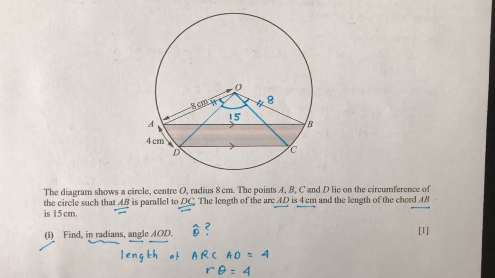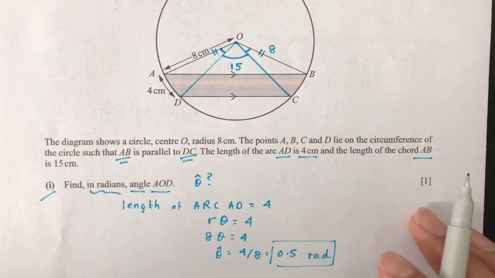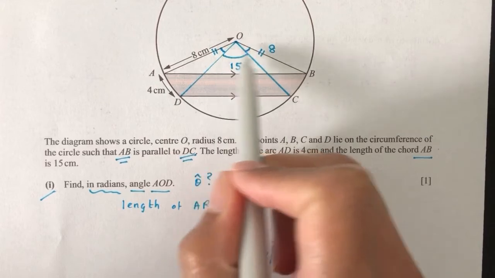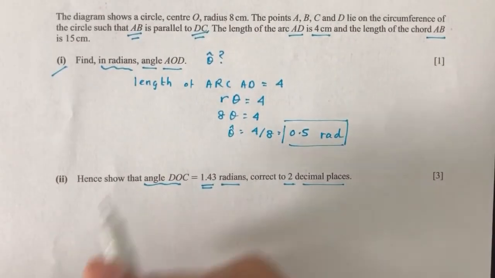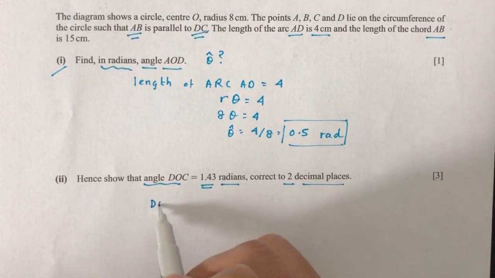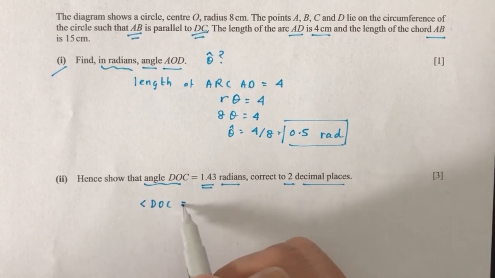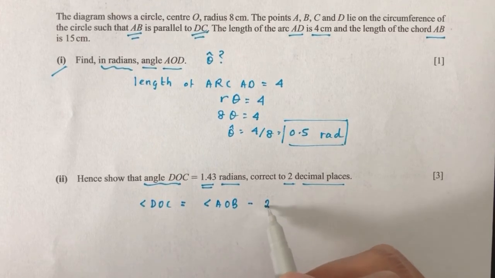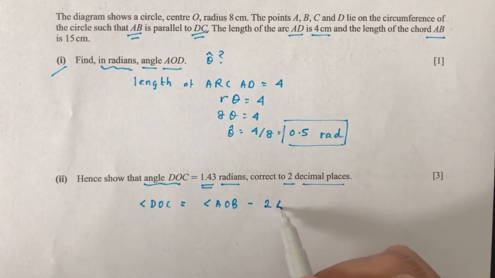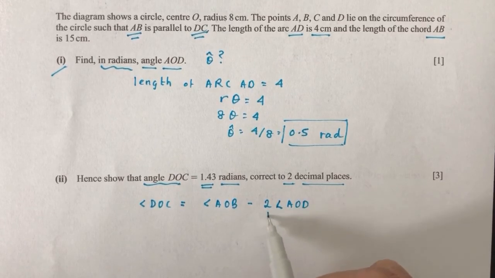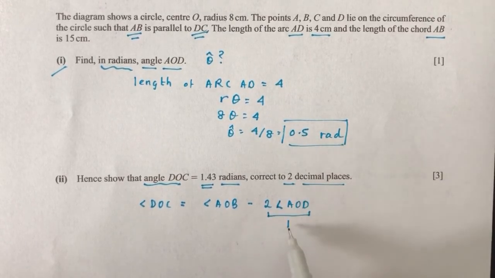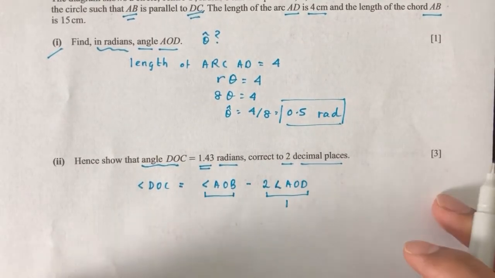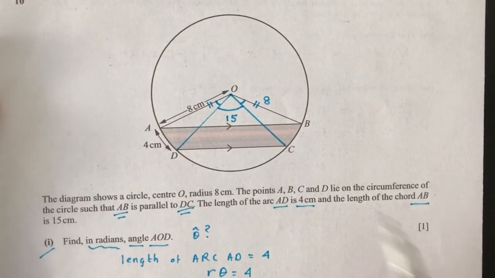So how do you find this? Pretty easy. We have to find this big one, this whole one, and then minus this and minus this. So let's write this down. Angle DOC is equal to angle AOB minus 2 times angle AOD, which is 0.5. 2 times 0.5 will be 1. So we just have to find this angle AOB.